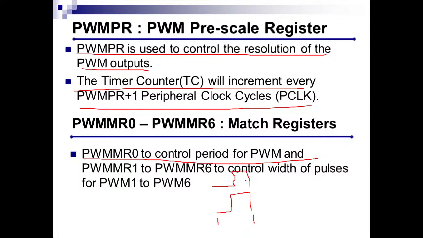Only the width will change. So the overall period will be decided by PWM MR0, and then the individual widths for all these 6 PWM waveforms will be decided by PWM MR1 to PWM MR6 for all these 6 channels. So for all these 6 channels, the overall period remains the same with the help of this PWM MR0. Right? This is very useful, because otherwise all these 6 will not be in a synchronized way, right?